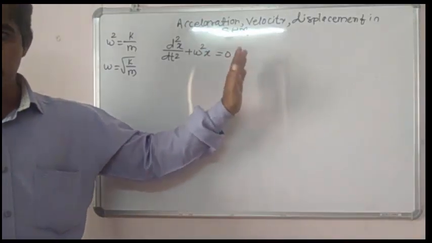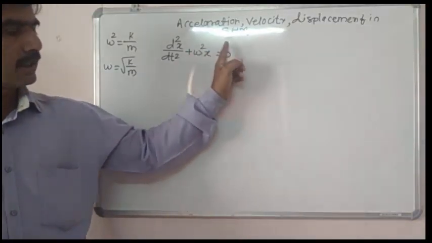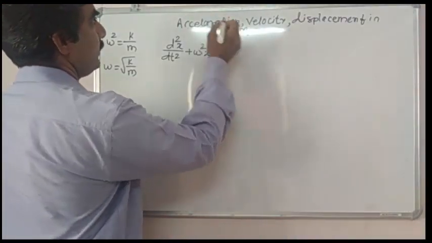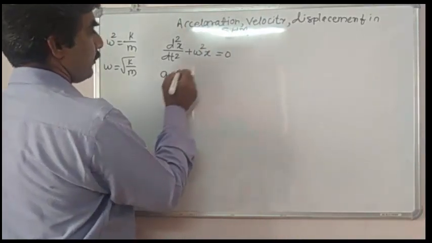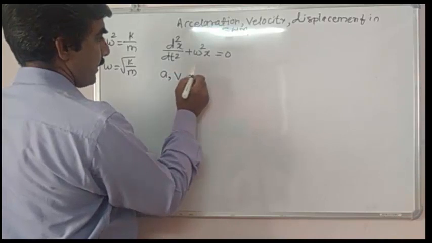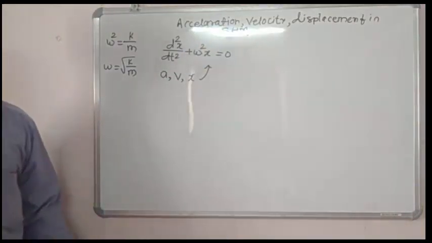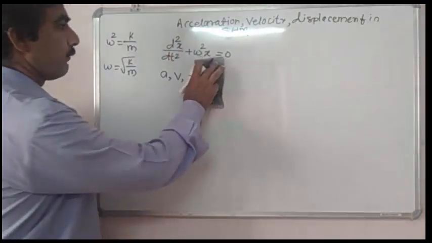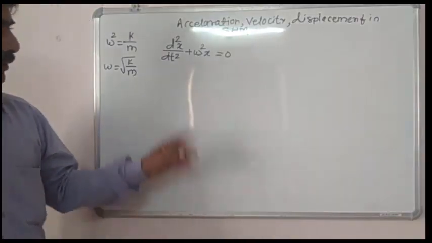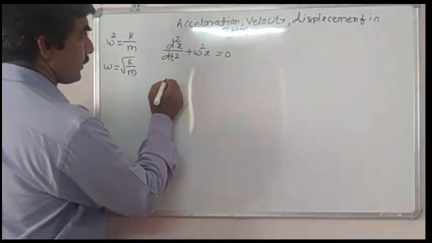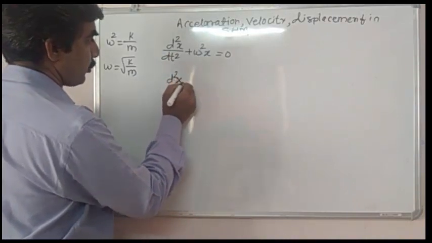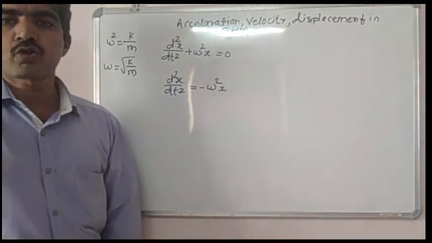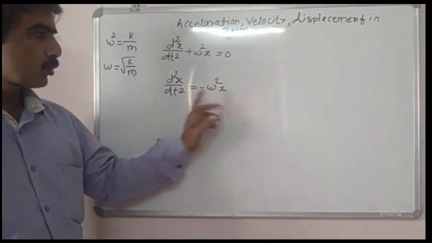This is the differential equation for linear simple harmonic motion. Now we have to find the equation for acceleration denoted by letter a, velocity v and displacement x in simple harmonic motion using this differential equation. Out of this we can find easily the first, acceleration. See, by modifying this equation, d2x by dt square equal to minus omega square x.